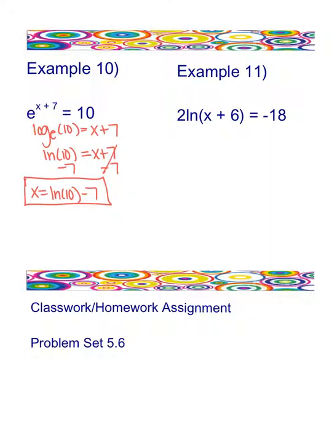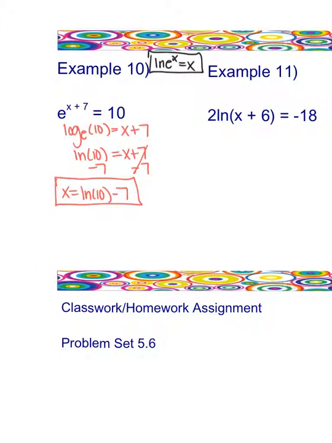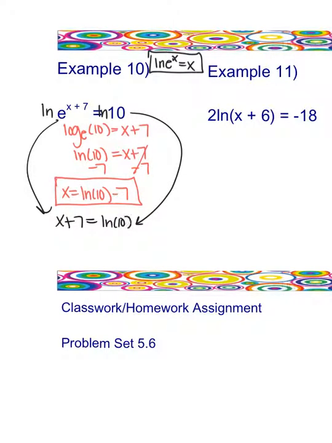Now, if you really want to use the properties, you can certainly use the properties. Remember, if I have natural log of e raised to the x, that's just equal to x, and that's coming from the same log base b of b raised to the x equals x property. So what you could have done here is take the natural log of both sides of the equation. I need to move this over a smidge. Okay. I could have taken the natural log of both sides if I had wanted to. Then the left-hand side would have simplified to be x plus 7. The right-hand side would have simplified to be natural log of 10. Notice that's the same equation that I have right here. So I would have gotten the same solution if I had used the property.